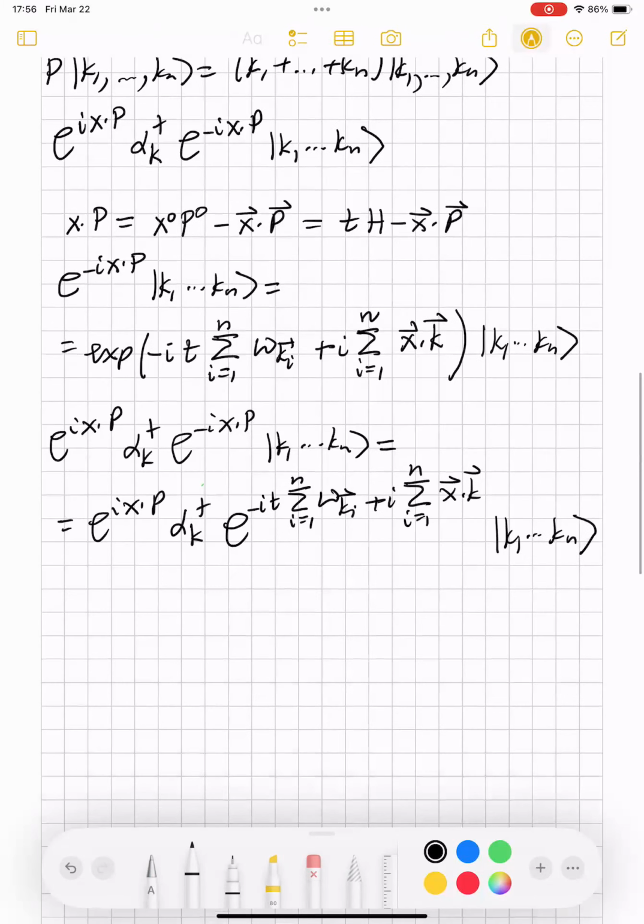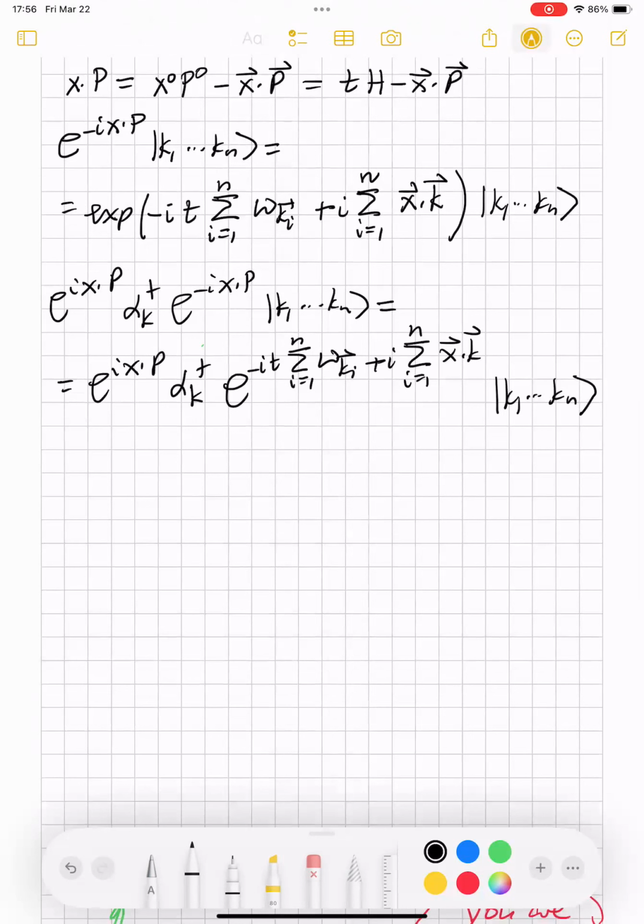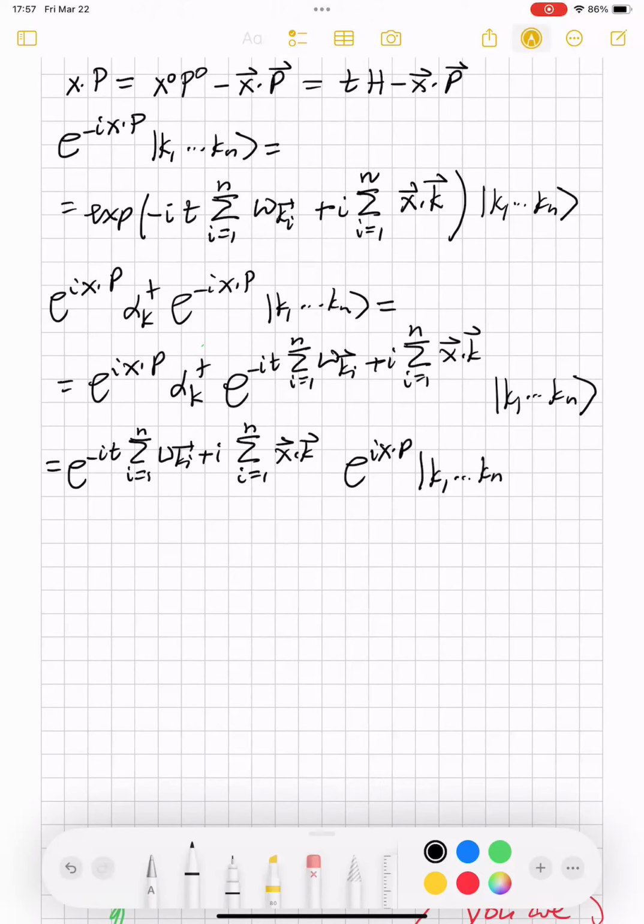Now, what sits here in the exponential is just a number, so I can pull that number out to the front. This is e to the minus it sum from i equals 1 up to n of omega ki plus i, the sum from i equals 1 up to n of x dot k. And then I've got alpha k dagger acting on the state. When alpha k dagger acts on the state, all that it will do is create a particle of momentum k.